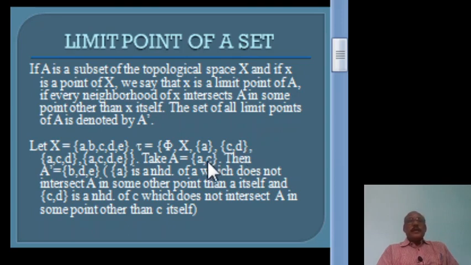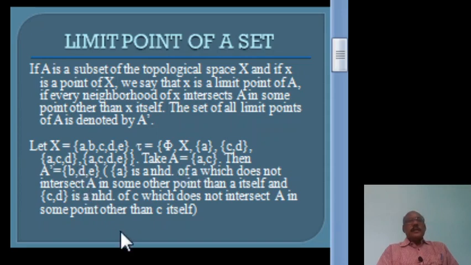Now what about D? The neighborhoods of D are capital X, CD is another neighborhood, ACD another neighborhood, ACDE another neighborhood of D. And CD is a neighborhood of D which intersects A in the point C, other than D. Similarly, ACD intersects A in some point other than D. ACDE intersects capital A in some point other than D. Therefore, D is a limit point.